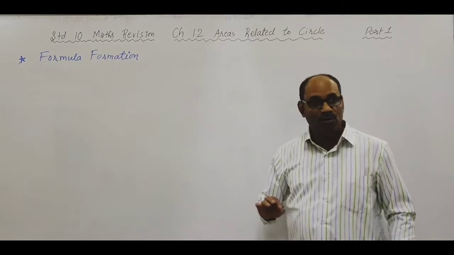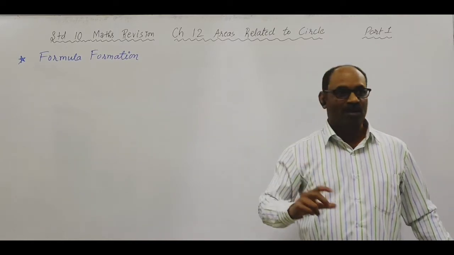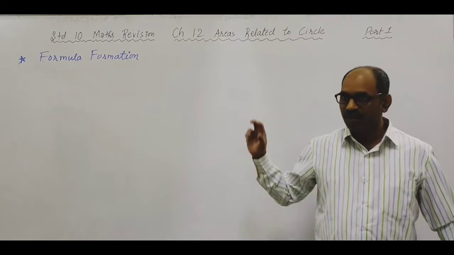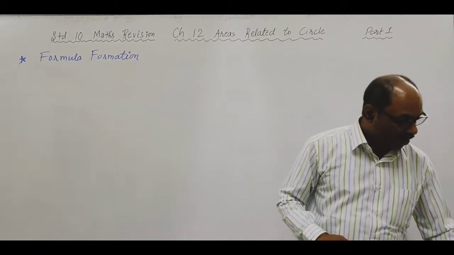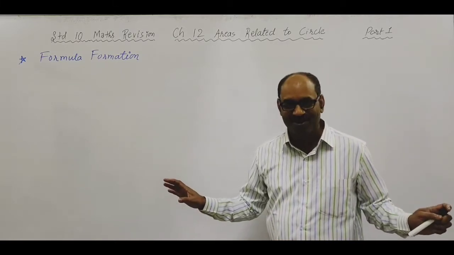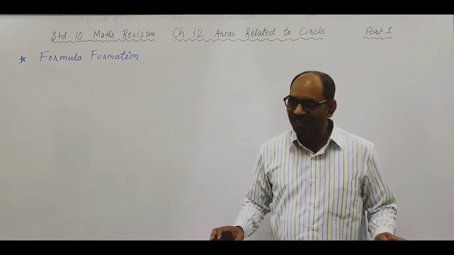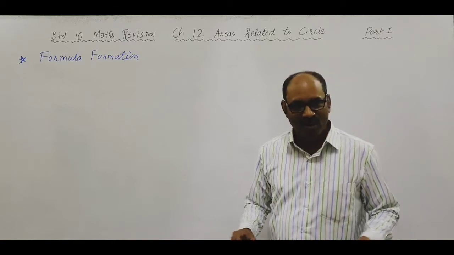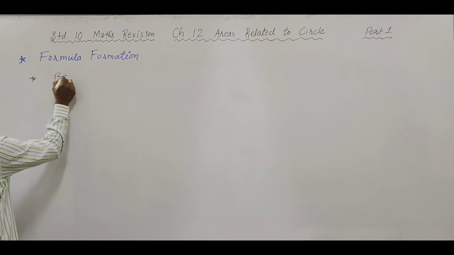So let's see. Well, if you want to form the formula for the shaded region, you need certain basic formula. All right. The first one is area of square. Everyone knows it. What is area of square? L square. Length into length. Okay. So first basic formula we'll see.